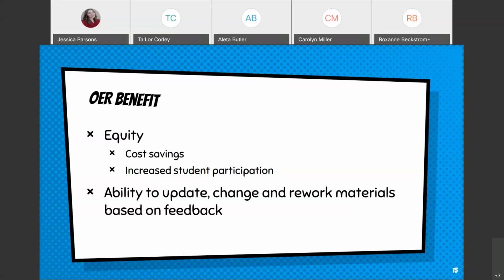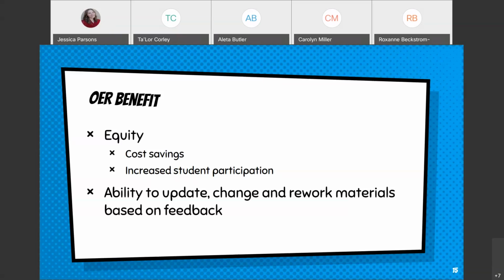I personally have used multiple classes with OER resources, and it has been such a relief and such a big help to me to have those resources be free and easily accessible. Also helps to increase student participation and enrollment, as students will be able to more freely access what they need to complete their courses and just have a lower cost.